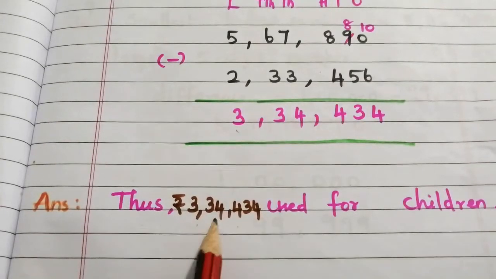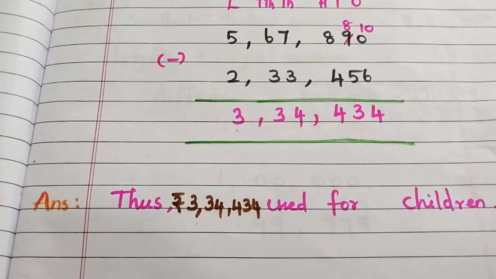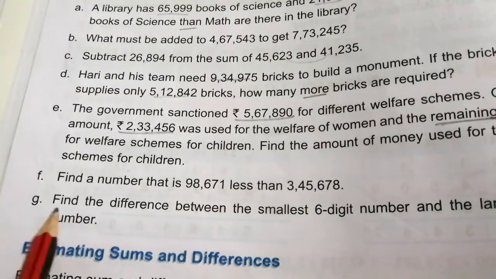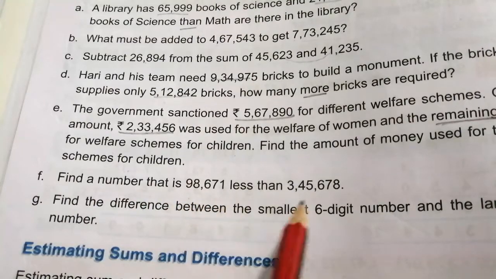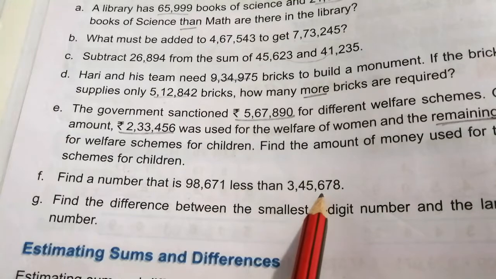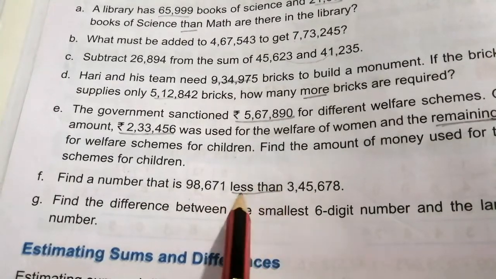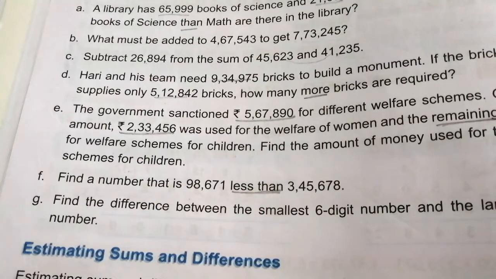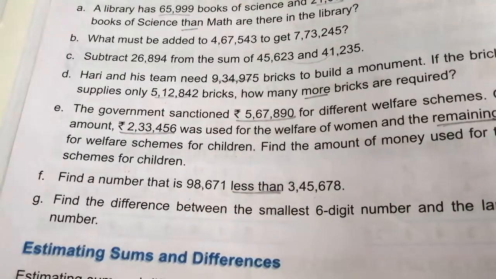Thus, rupees 3,34,434 used for children welfare scheme. F. Find a number that is 98,671 less than 3,45,678. So this keyword "less than" indicates it's a subtraction operation. So we have to subtract this smaller number from this greater number.